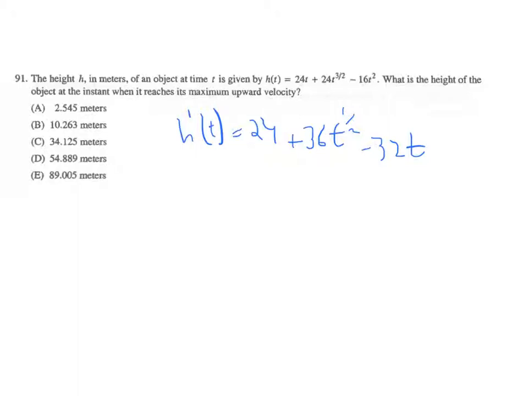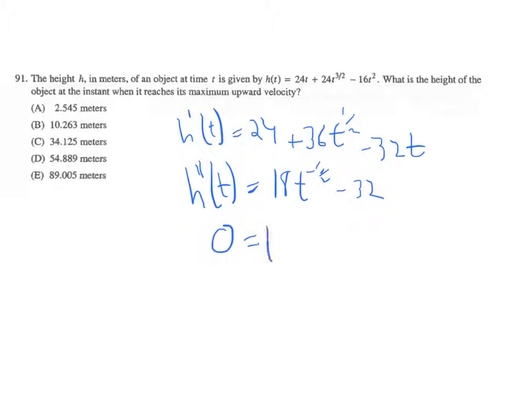And this is velocity, and if I want to figure out when it maximizes, I need to take another derivative. If I take another derivative, the 24 goes away. I get 18 t to the negative 1 half minus 32. And this thing only matters when this is 0, because that will be a critical value of the velocity. So 32 equals 18 t to the negative a half.